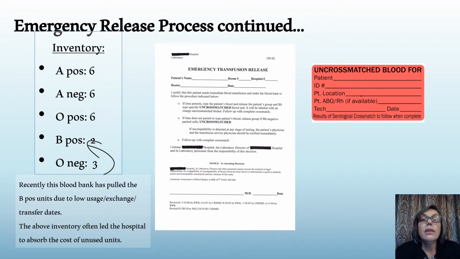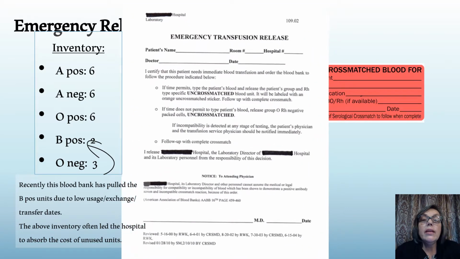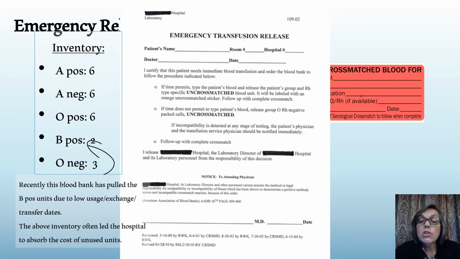On every unit of uncross-matched blood that is released, there is a red tag that has to have the patient's name, ID number, location, blood type if it's available, and then on the emergency release form that the doctor has to sign, he can either choose uncross-matched type-specific blood or uncross-matched O-negative blood. On this form also is the patient's name, hospital number, the physician, and birth date.